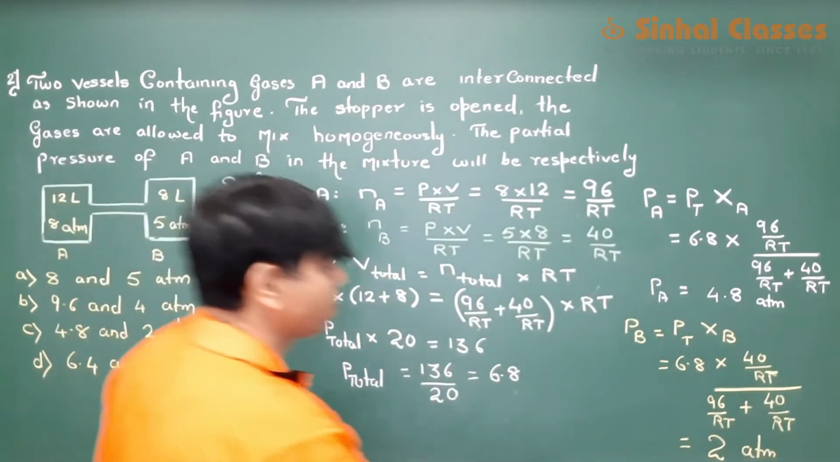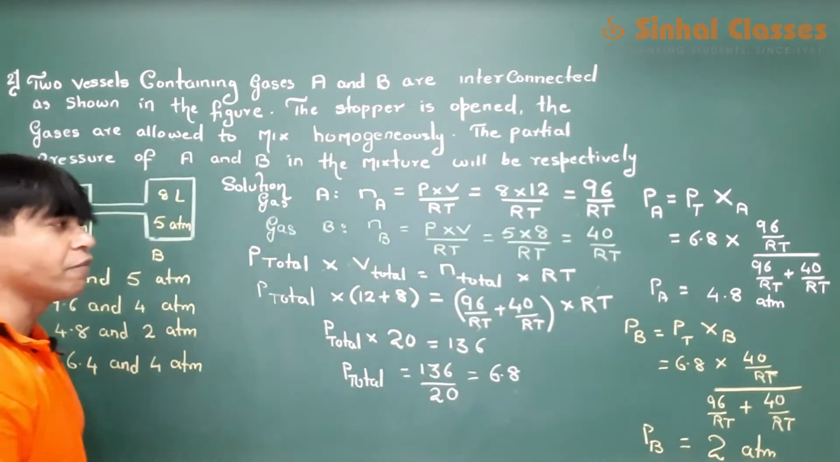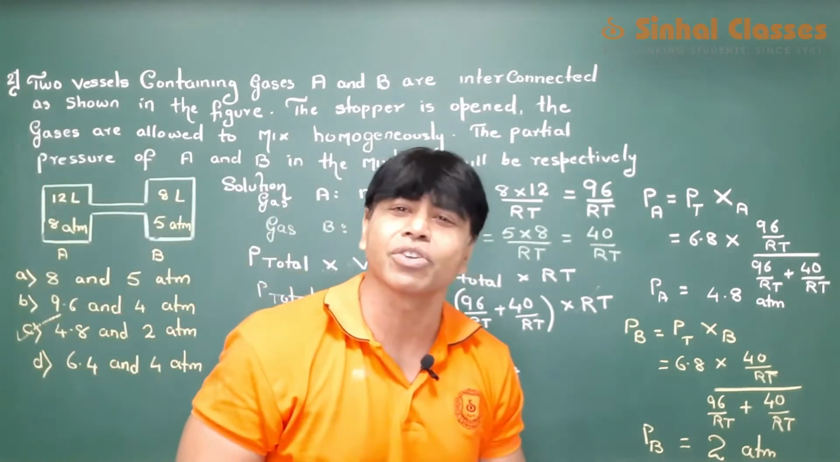So the partial pressure of B is 2 atmosphere. So your answer for this question is C. C is the answer for this question.